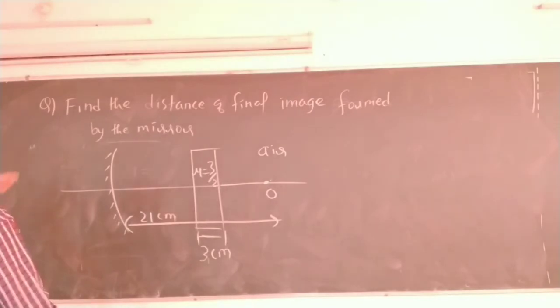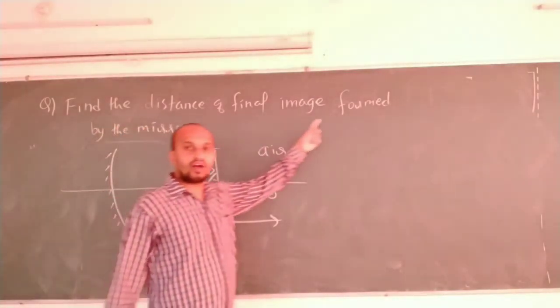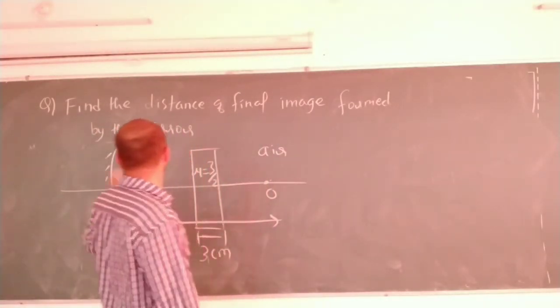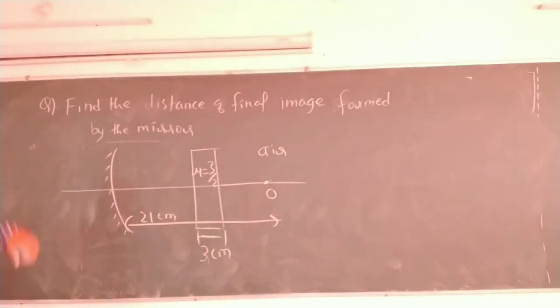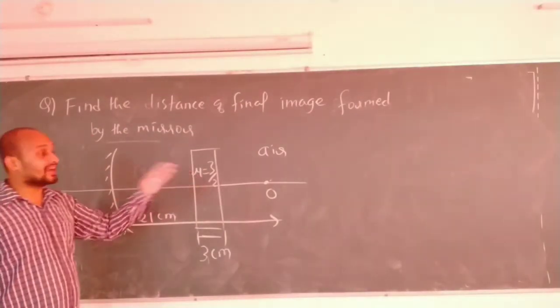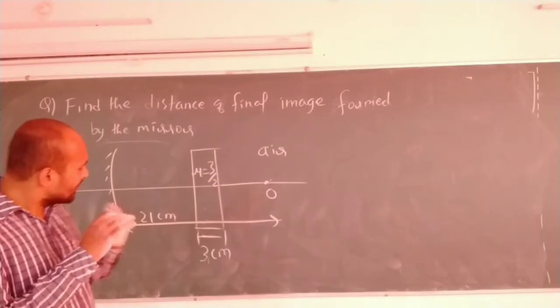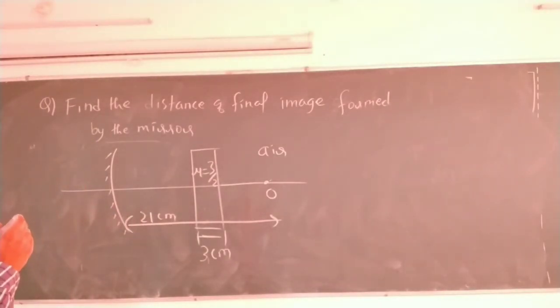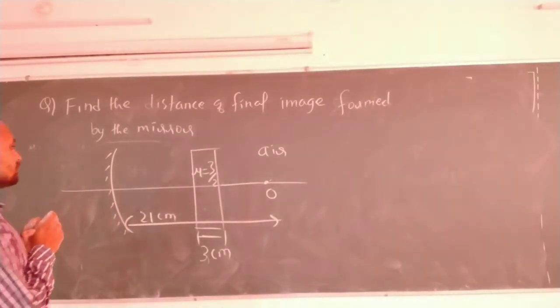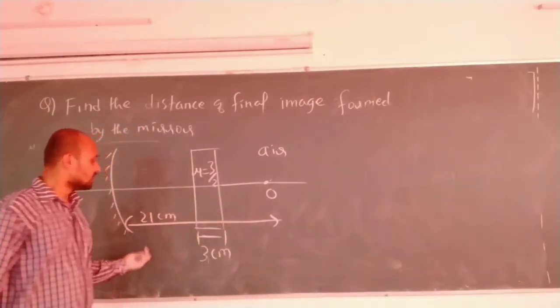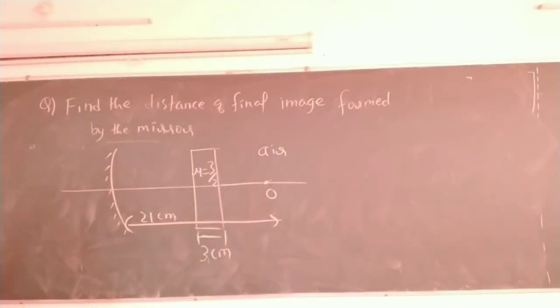See here, one more problem. Find the distance of the final image formed by the mirror. Correct now? Where is the final image formed by the mirror? Once if you look at this, the object distance is how much? 21 centimeter. The object distance is 21 centimeter.